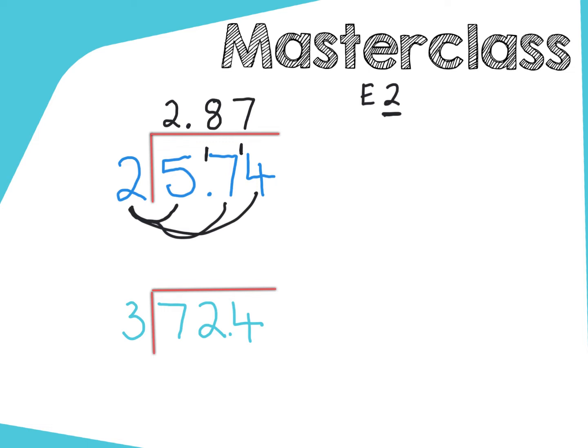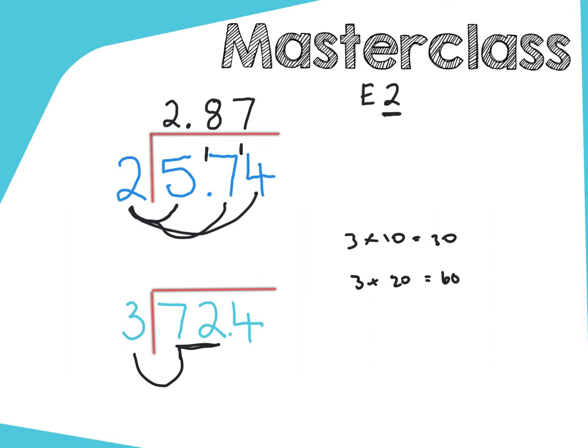Okay, on to the next one. Here we go. We've got 3 into 72. So what I'm going to do is make an estimate here. I'll have a little bit of a think about it. I might say, well, 3 times 10 equals 30. I times that by 2. So 3 times 20 equals 60.